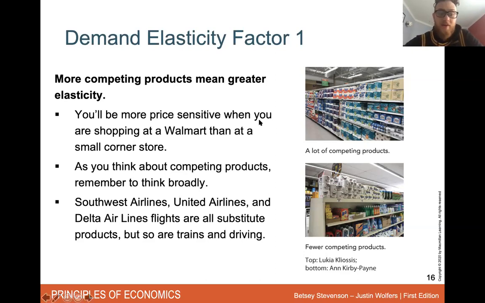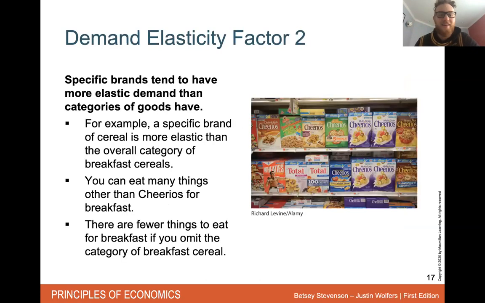So as you think about competing products, remember to think broadly. Southwest Airlines, United Airlines, and Delta Airlines flights are all substitute products, but so are trains and driving. Say we're going from New York to Boston. We don't need to fly. The train is a substitute, the bus is a substitute, but the flight can also be a substitute. Maybe you want to save your time and all that.